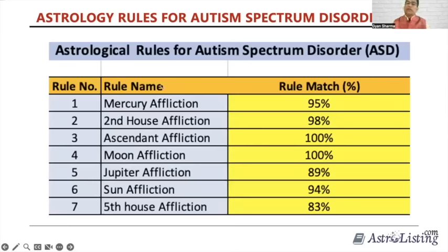Now here is the result. This is the main sheet, which shows the 7 rules. I say 7 golden rules because they are around 95% true if we match all 4 charts, D1, D3, D9, and D12. And they match 100% of the cases if we just see the D1 chart, that is the Lagna chart or Rashi chart. They are 100% true.